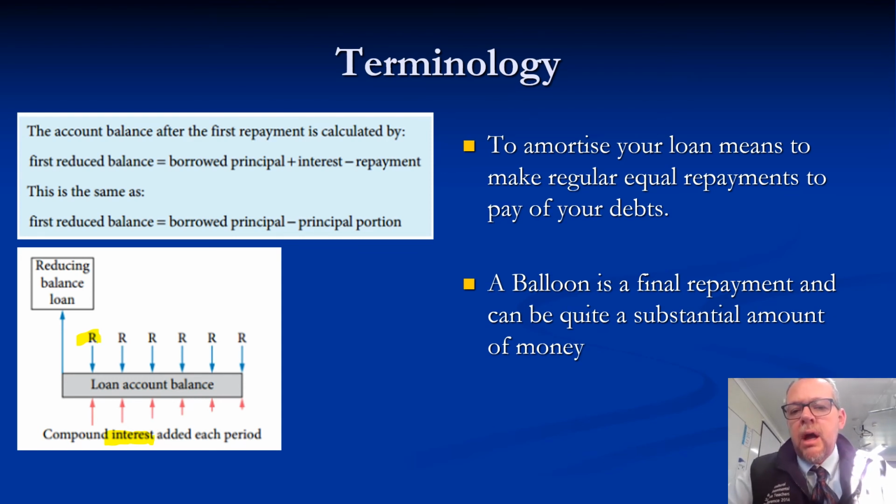Now to do this, you're going to amortize your loan, which just means to make these regular equal repayments to pay off debt. A balloon is sometimes there, for example in car loans. It is a final repayment and can be a substantial amount of money to pay off that loan. So if you're taking out a car loan with a reducing balance loan, read the contract carefully to see if there is a balloon.